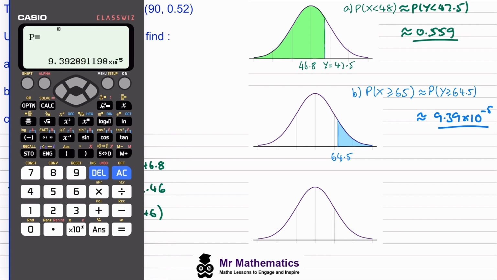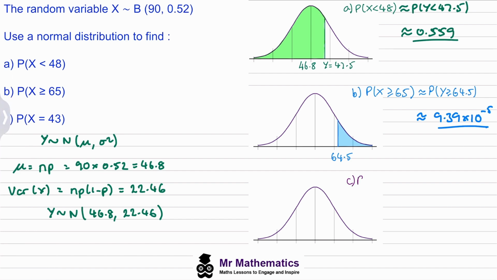And then for part C, the probability of x being equal to 43. So to apply continuity correction to this, we know it can't be 44 and it can't be 42, but it can be all the values in between. So this will be approximately the probability of y being less than 43.5, so it doesn't become 44, but being greater than or equal to 42.5, so it doesn't become 42. And I can shade this region on our normal distribution curve.